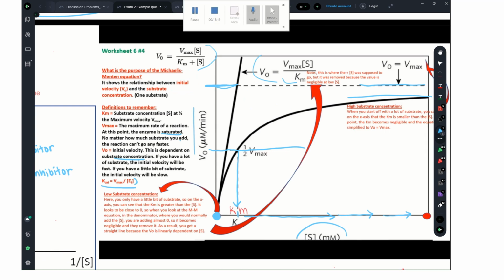Okay, so as an overview, when you have low substrate concentration, the Km is larger than the substrate concentration. And at this point, the more substrate that you add, the higher the velocity. So the velocity depends on the substrate concentration when you have a low substrate concentration. So that's what this line signifies. The slope is almost straight.